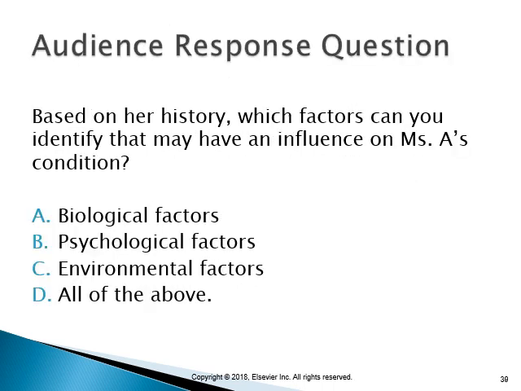Based on her history, which factor can you identify that may have influenced Mrs. A's condition? Biological, psychological, environmental factors, all of the above. If you said D, all of the above, you're correct. Her nuclear family shows signs of biological factors that put her at risk. This was compounded by more intense psychological and environmental factors of growing up in a dysfunctional household.